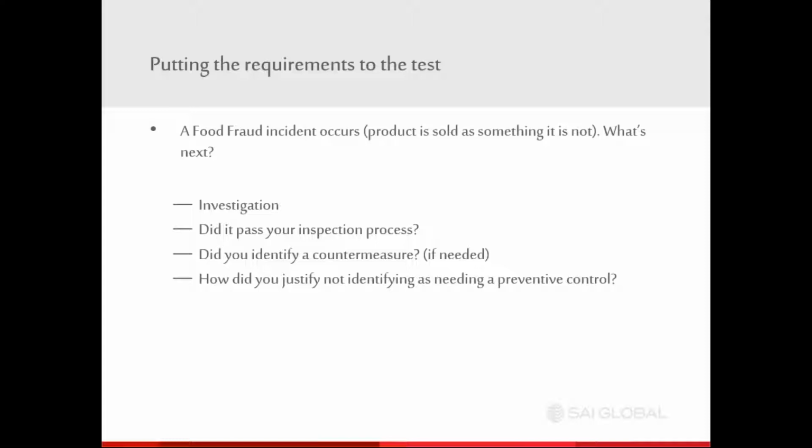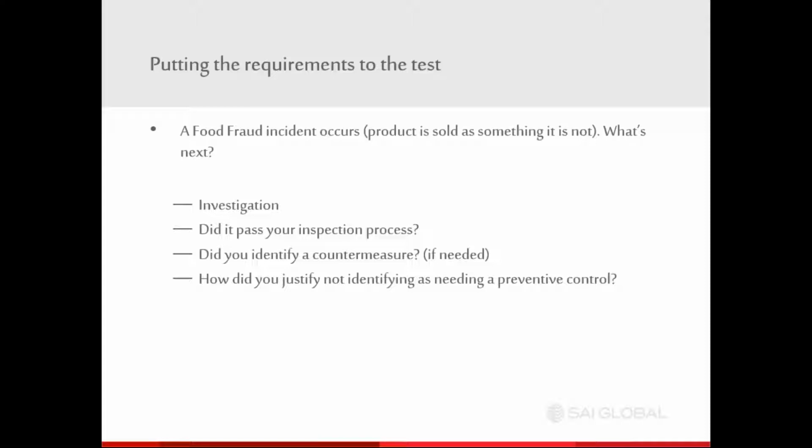Okay, so here's an example for you. Let's say a food fraud incident occurs. Let's say your product is sold for something that it isn't. You know, something was added, or you say it's one thing, but it's actually something else. What do you do next?